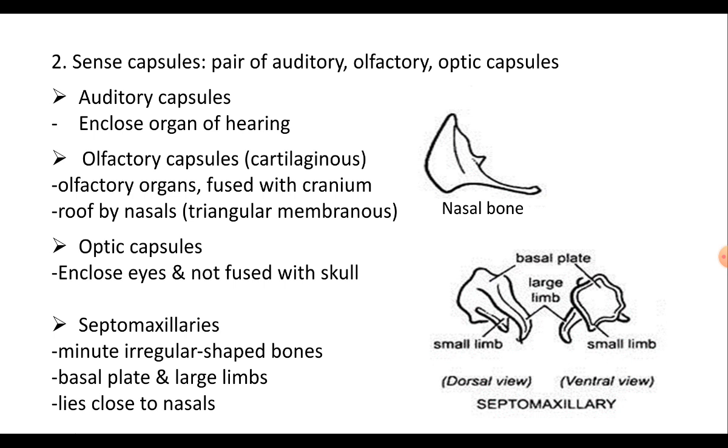Coming to the other part of the skull, the sense capsules. It is called so because the skull encloses a pair of auditory capsules, a pair of olfactory capsules, and a pair of optic capsules. Together they are called the sense capsules of the skull.